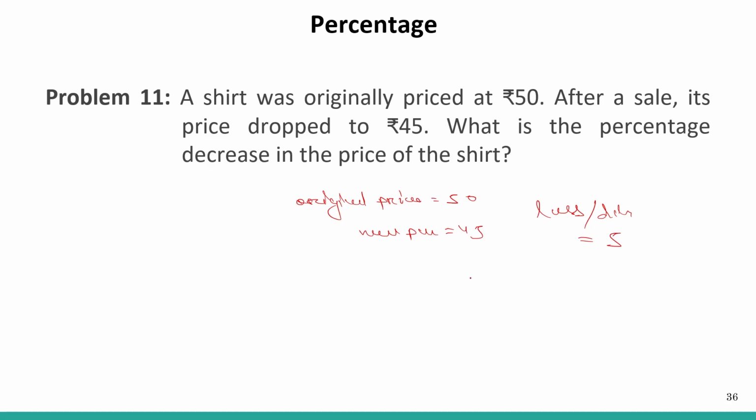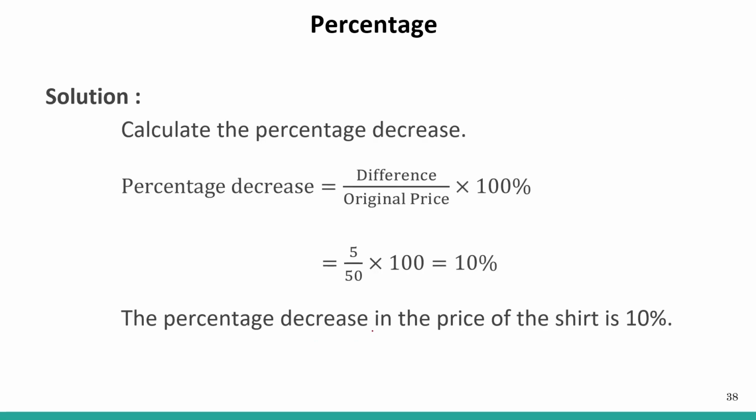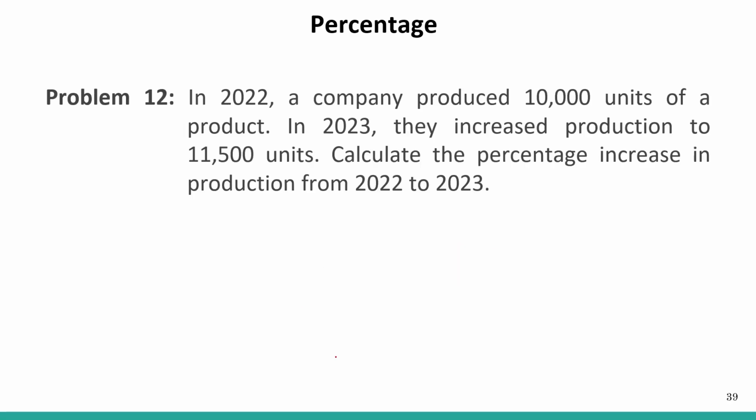Okay, so 5 rupees is of 50. So 5 by 50 into 100, that is 10. So 10% decrease in the price of the shirt. So find the difference between the prices: original price minus new price is equal to 50 minus 45, that is 5. Calculating the percentage decrease is equal to difference by original price into 100. So 5 by 50 into 100 is equal to 10%. So the percentage decrease in the price of the shirt is 10%.